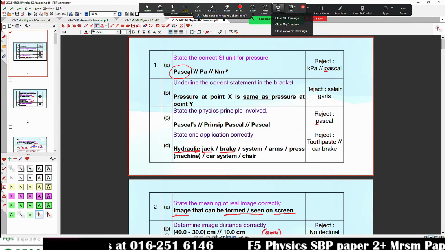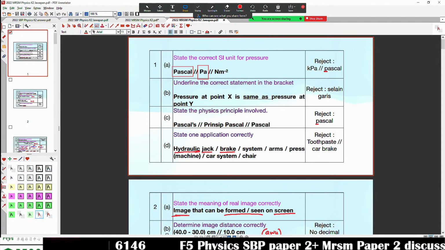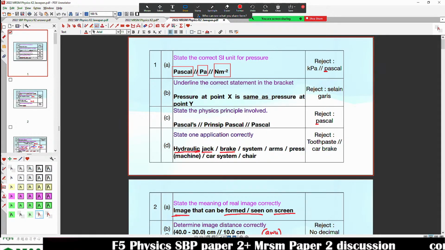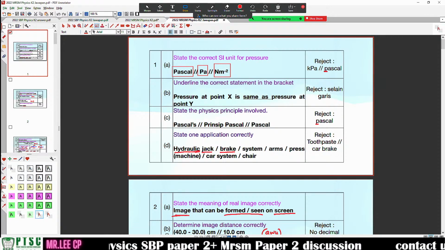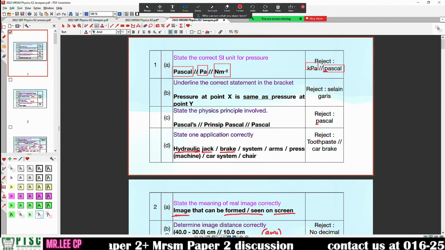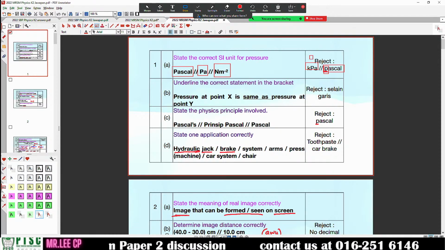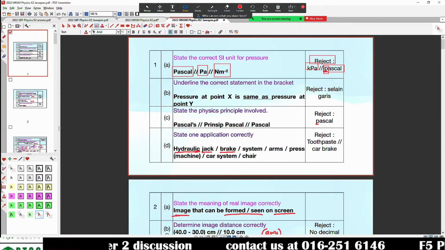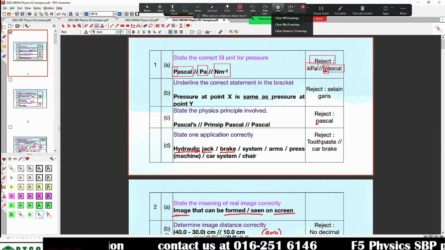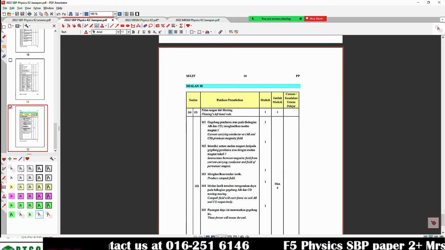You write Pascal, can. You write Pa, can. You write Newton meter minus 2, will be okay. If you write kilopascal, wrong. If you write small letter p, not capital, it is wrong, rejected. So be very, very careful. But if you write big P, capital letter, can. So this is the answer. Sorry, I crossed this one.